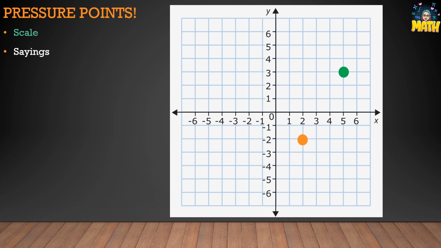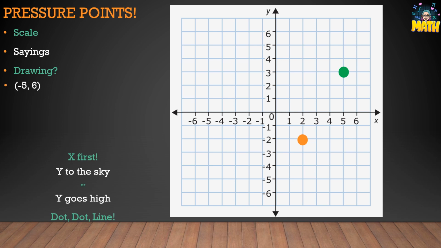Sayings. I love a good saying that's going to get stuck in your head to help you learn things. So X first, always X first. Y to the sky, or y goes high, so remember that your y is your vertical axis. And the final one I have is all about your drawing, whether you're going to link your dots with lines or to make a hidden image, is dot, dot, line. So let's have a look what that may look like, because that is very handy.